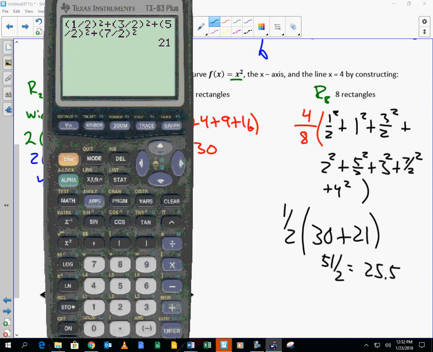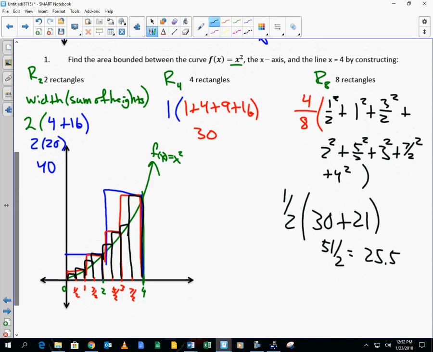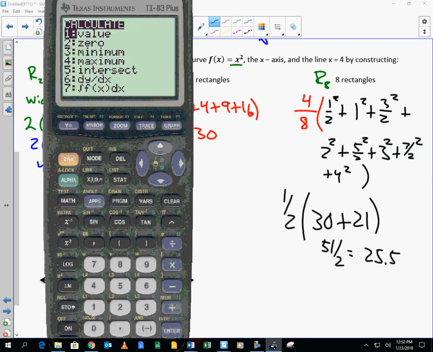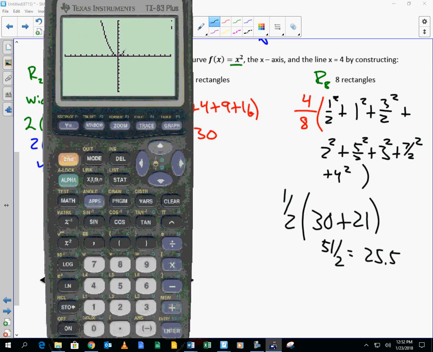So we overestimation or underestimation? You can tell by the picture, right? Now, if you want to know the exact area, you could just go in here and type in x squared, and then second calculate, and we do number 7. And where are we bounding this from? 0 to 4, and you can see it's going to calculate to be 21 1/3. So we're still off, but we're getting better each time, aren't we? Yeah.